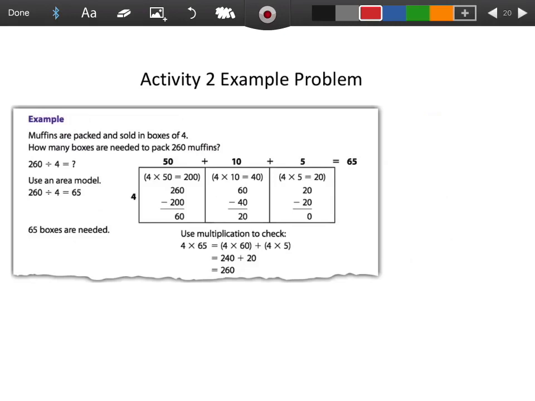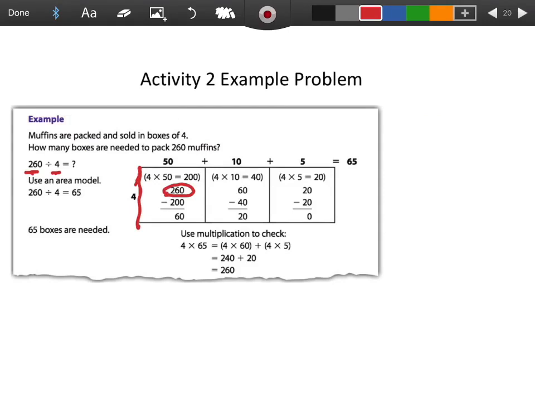So I'm taking the 260 total muffins. That's going to be my dividend. That's why it's my first number here. And I am packing them into boxes of 4. So that 4 is my divisor. So I'm going to divide, and if you look over here, they put the 4 on the outside, and then we know we have the total of 260, and we're looking for the numbers that go on top.